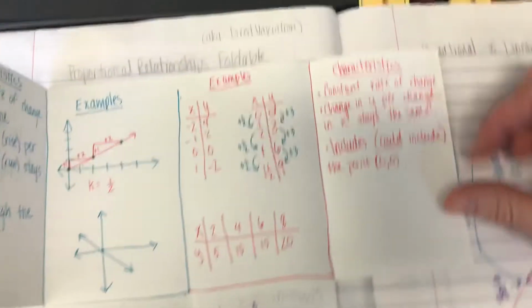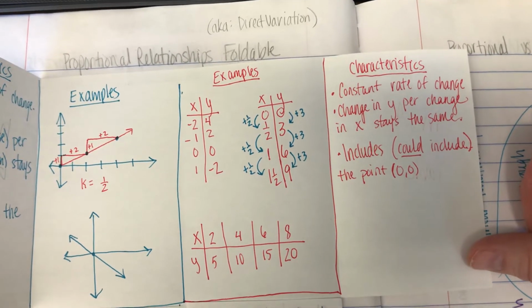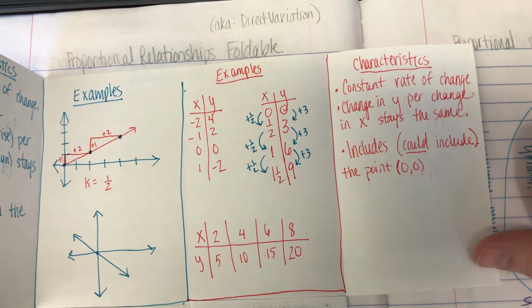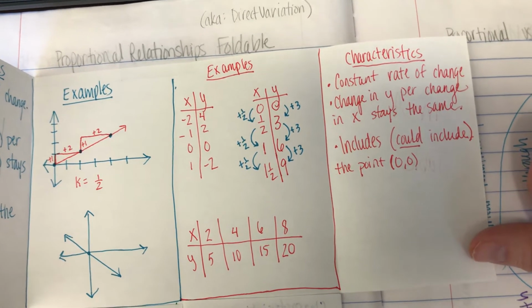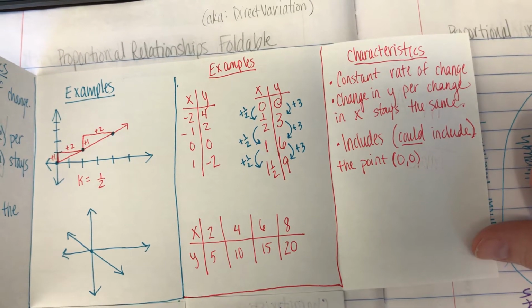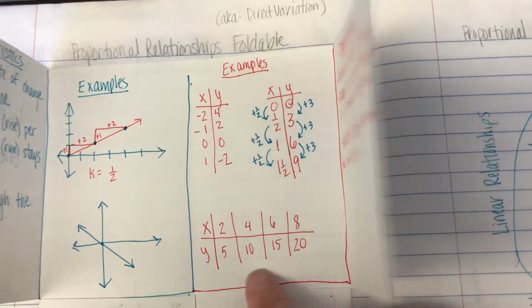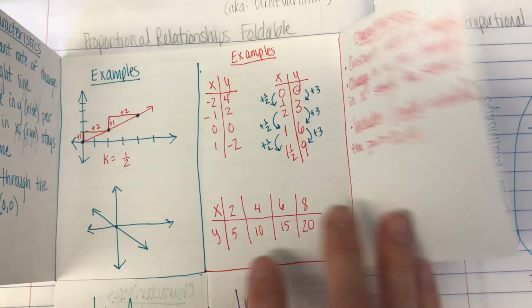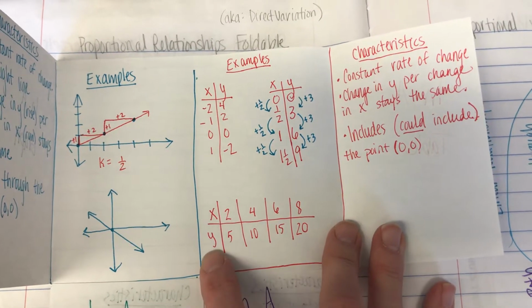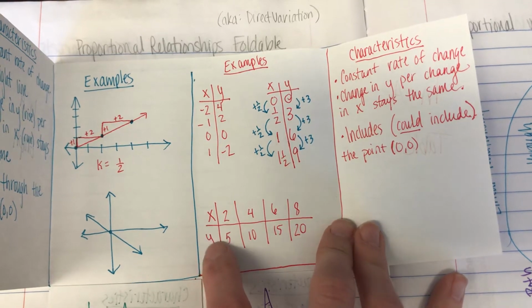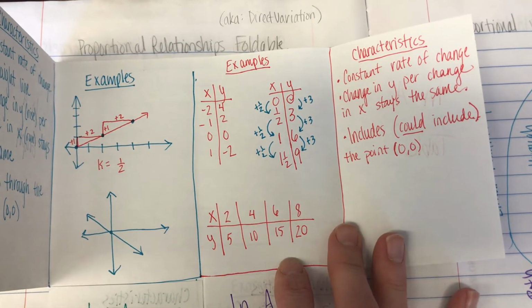In a table, there's a constant rate of change. You can see that there's something being added or subtracted constantly throughout. And it includes 0, 0, or I did make sure to say it could include 0, 0. Like this example doesn't actually have 0, 0 in it, but if you work backwards, you would see take away 5 here, take away 2 here, you would get 0, 0 in the table.